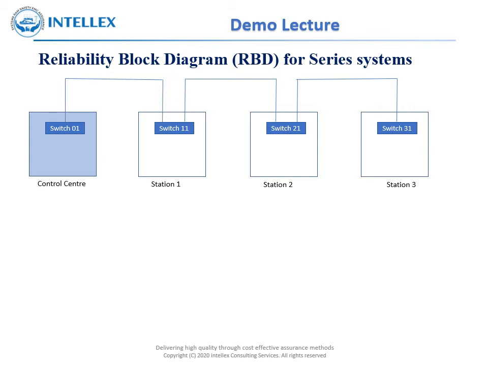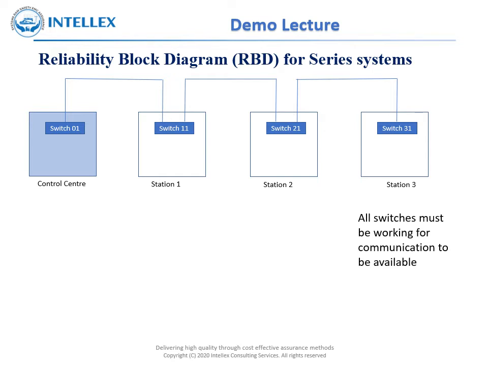We will now explain the concept of reliability block diagram, or RBD in short, with the help of an example of a railway communication system. In this system, a communication switch is provided in the control center as well as in each of the stations. The communication switches are all connected in a daisy chain configuration. It can be seen in the diagram that all switches must be working for the communication system to function.